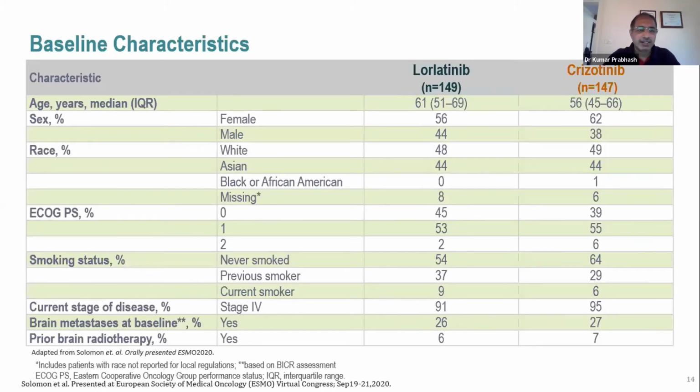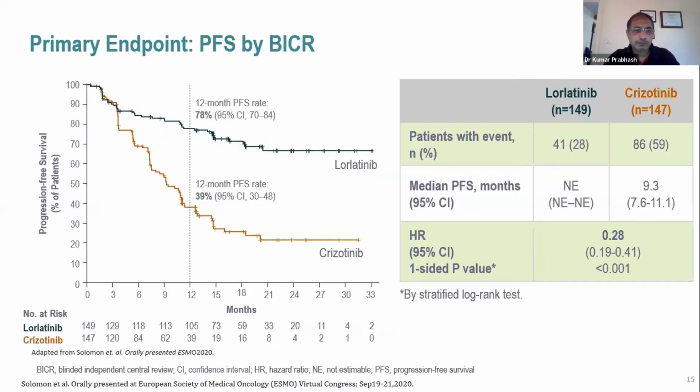This is the baseline characteristics. In these baseline characteristics, it looks like age, gender, race, performance status, smoking status, current stage of the disease, brain mets at baseline, and prior brain radiotherapy look like fairly well matched in these two arms.